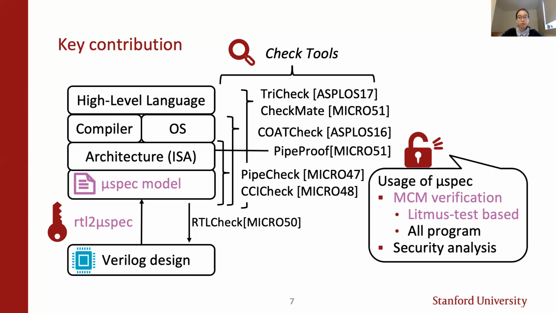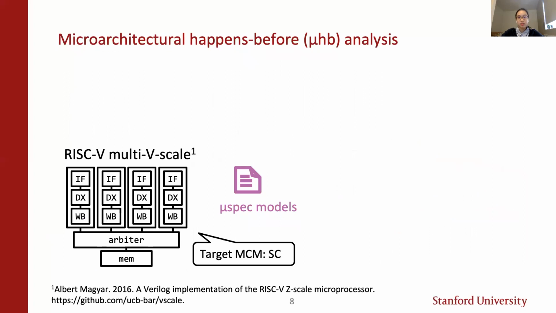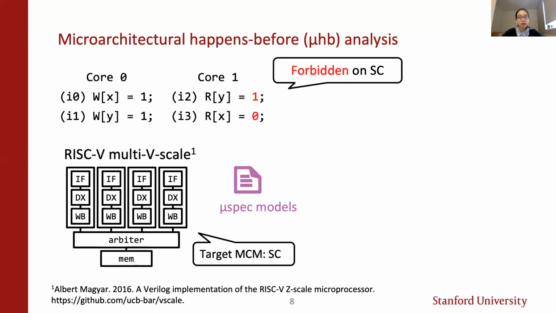Before explaining how RTL to μspec works, let's take a closer look at how μspec models are used and what they look like. The Check tools leverage μspec models to conduct microarchitectural happens-before, or MHB, analysis. The analysis is a flavor of Lamport-style happens-before analysis that reasons about observability of hardware-level program execution. Suppose we want to determine if a processor like RISC-V Multi-V-scale implements sequential consistency. We will supply the Check tools with the processor implementation and a litmus test in pseudo-assembly, such as one similar to the hello world shown earlier.